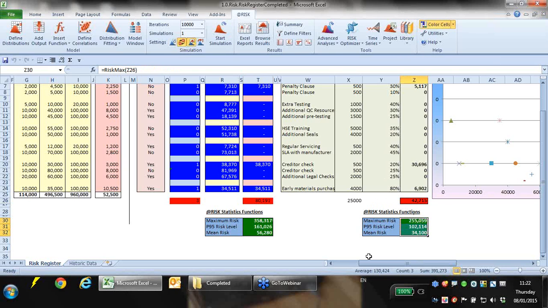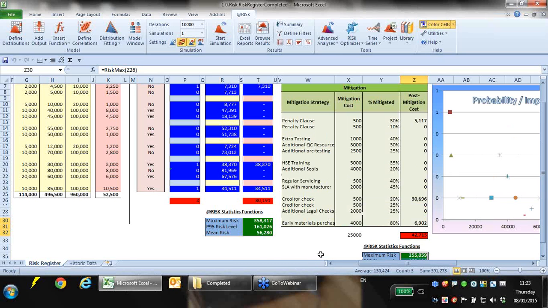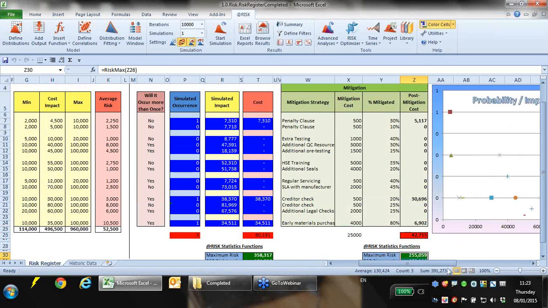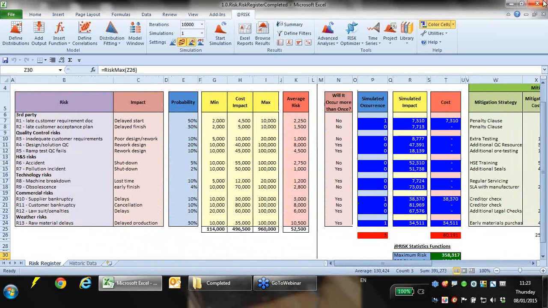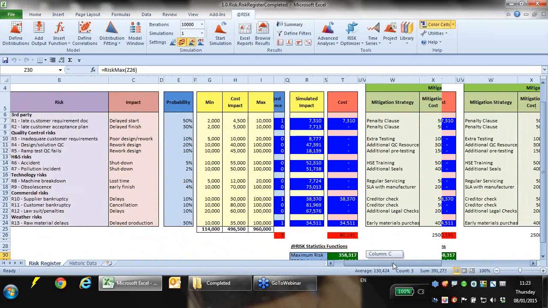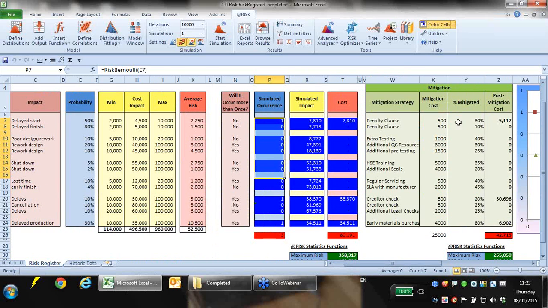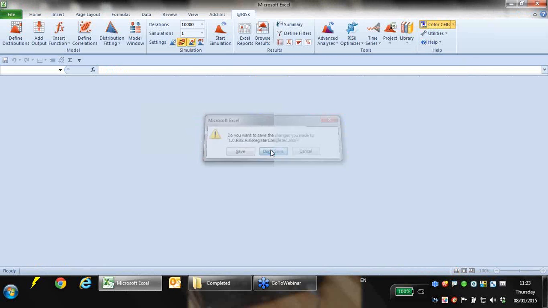So we can start to analyse whether it's worth mitigating certain things and how much value we get from this as well. Actually, if I can send around some of these models afterwards, if people want to get a copy of the models. So that was just a quick look at a risk register which has got risks which occur more than once and which has also got a mitigation model built into it.